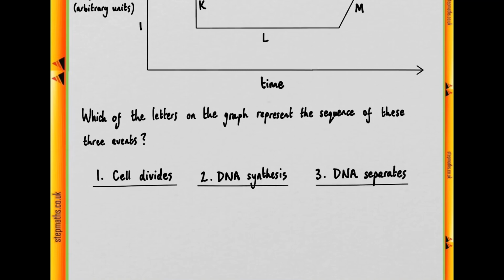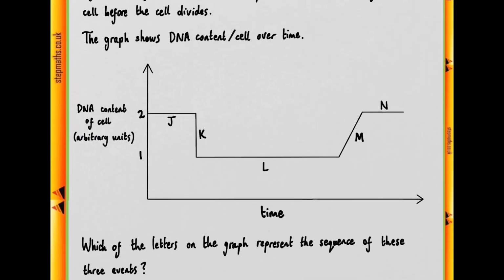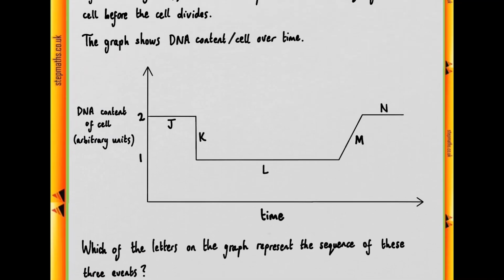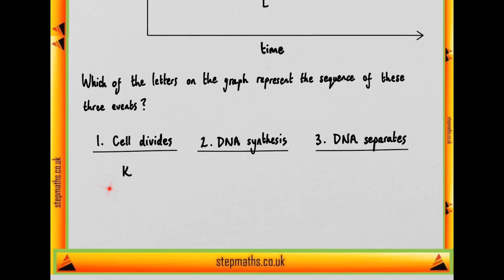Let's start with the simplest one, which would be when the cell divides. Having a look at our graph, if we think about what cell division is, it would be the immediate halving of the DNA content, because the amount of DNA content which was in 2 cells has been split equally into 2 daughter cells. So we go from 2 to 1 immediately, and that represents label K of the graph, this line here. So when the cell divides, that's K.